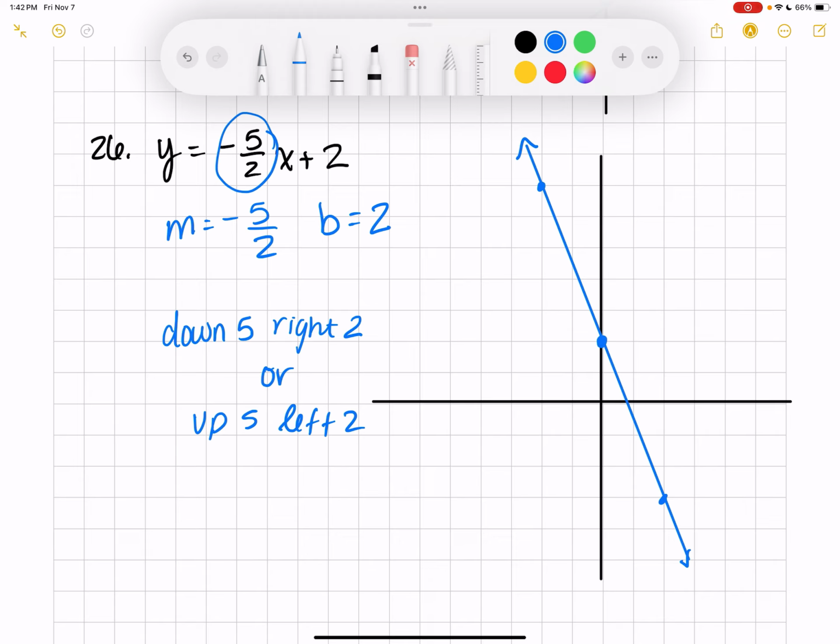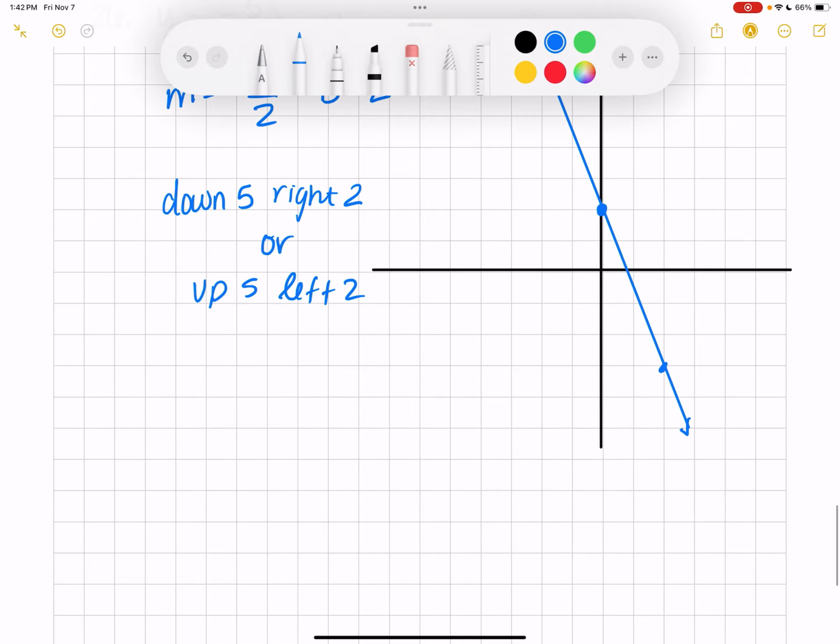All right. 28. Negative 8x minus 2y equals 32.